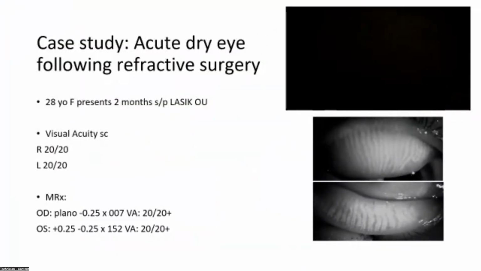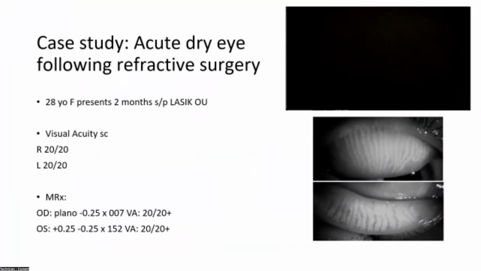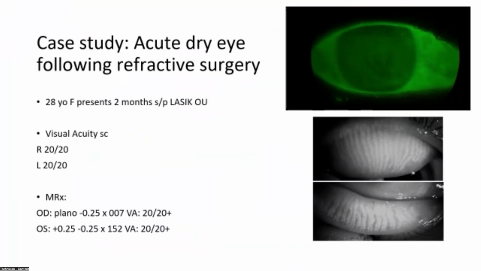So let's talk about this acute case. A 28-year-old female presents 2 months after LASIK. She's got good vision, you know, the refraction is okay. And then I think what's key here is the meibomian glands look perfect, right? But you're seeing a break-up time that's a little bit low, a little bit reduced, right?